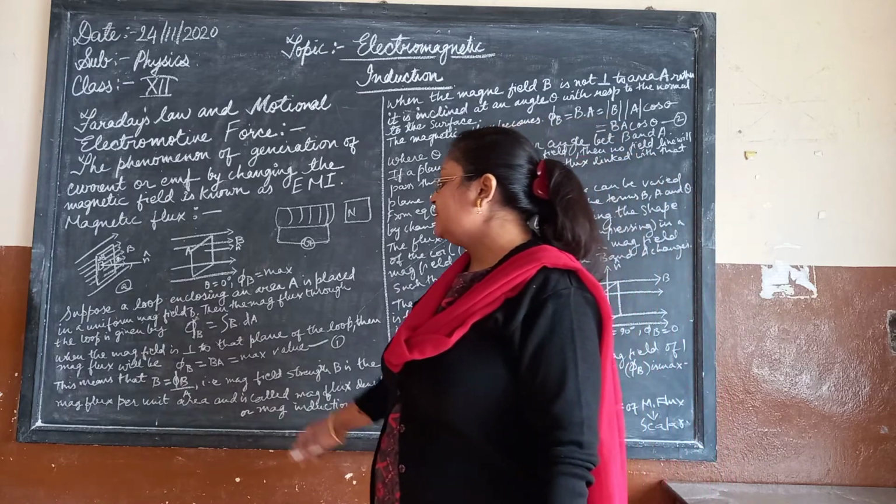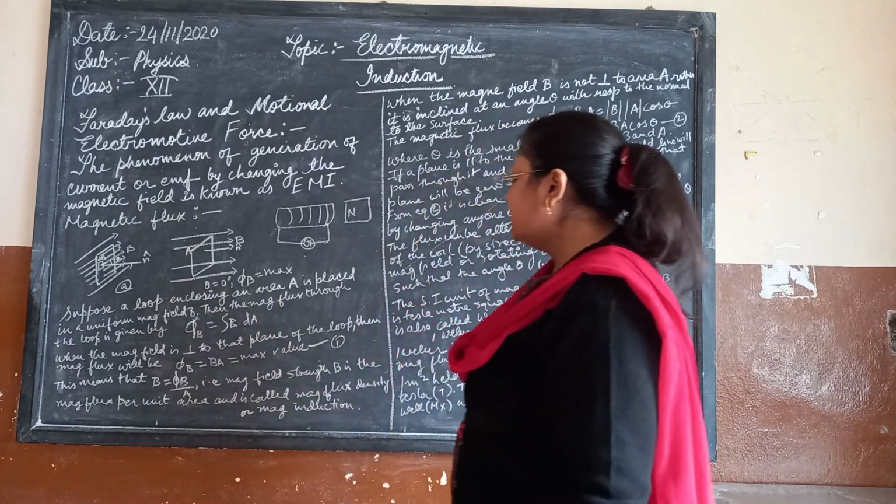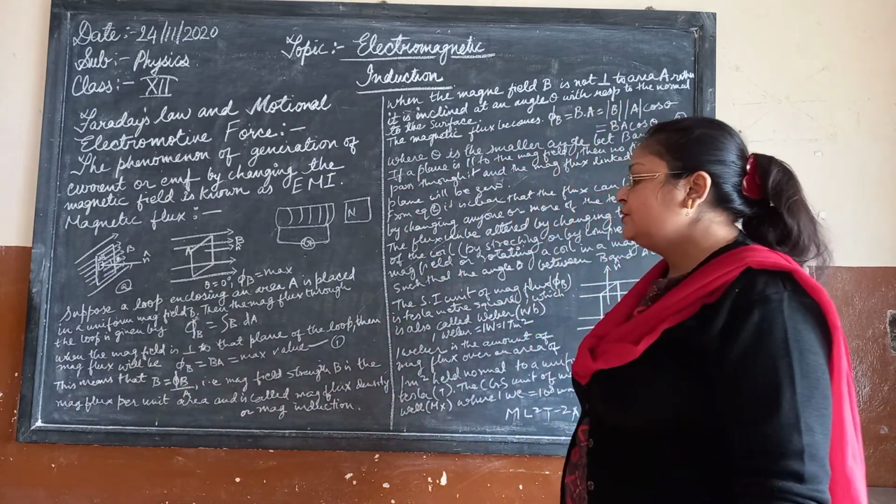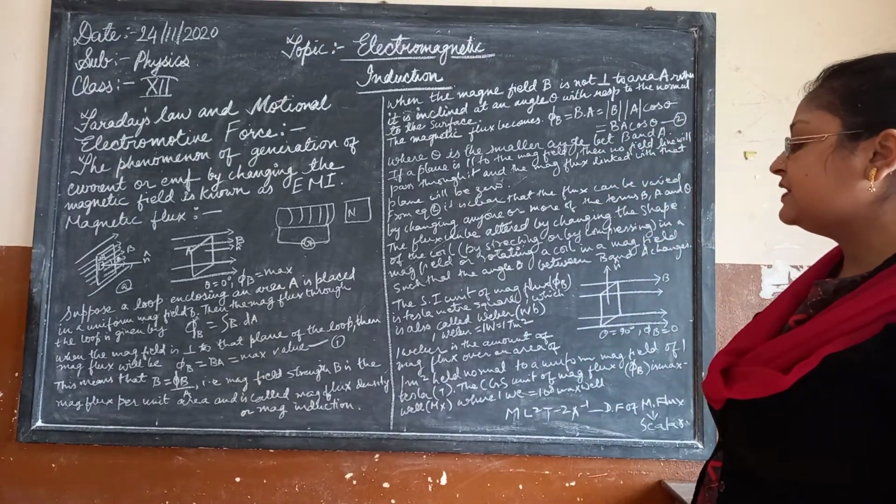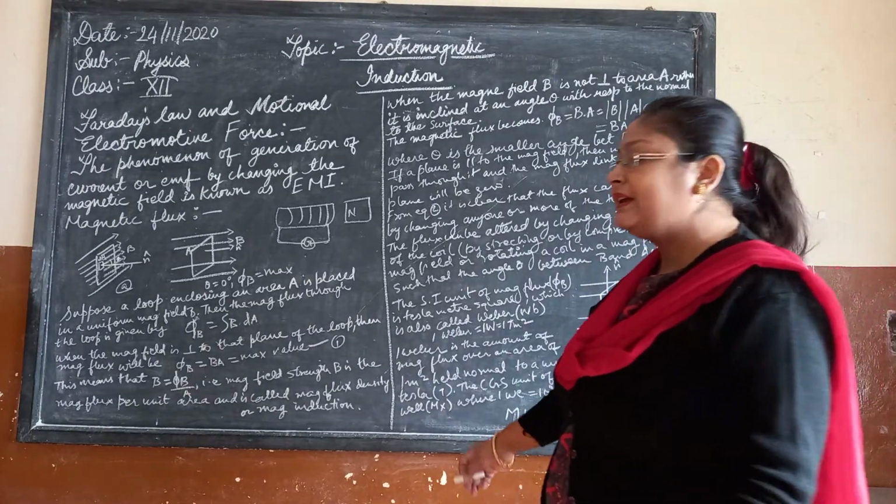This means that B is equal to phi B per unit area. That is, the magnetic field strength is the magnetic flux per unit area, and is called the magnetic flux density, or the magnetic induction, we can take.